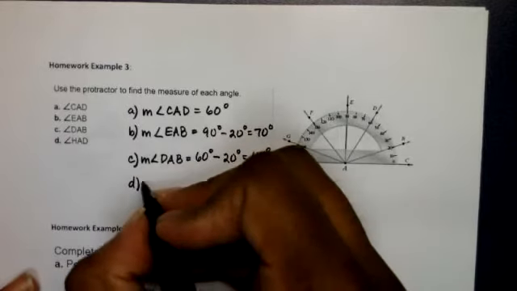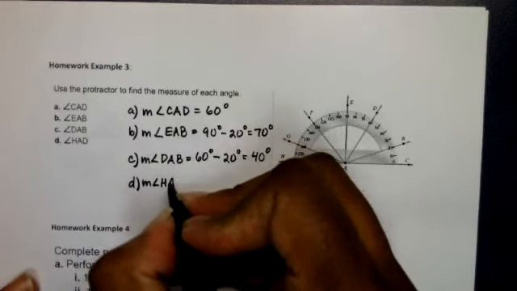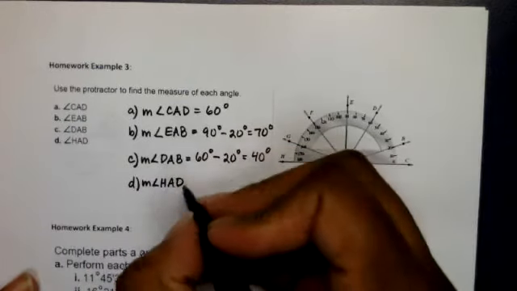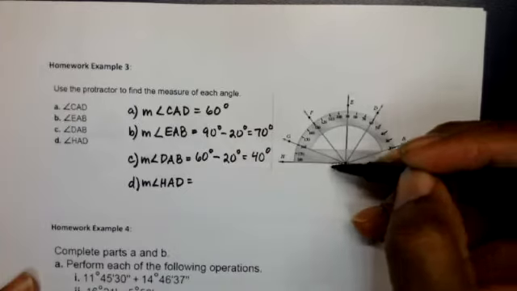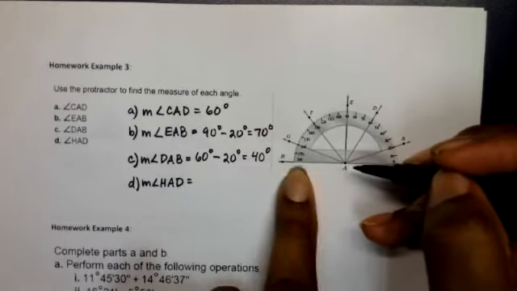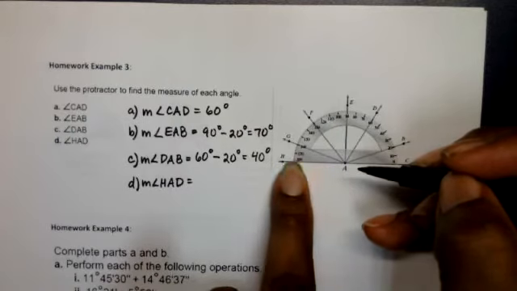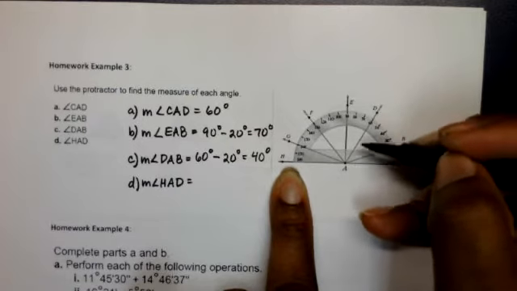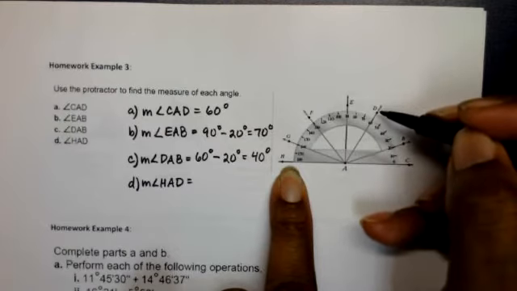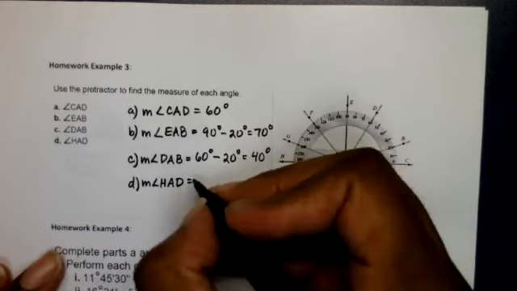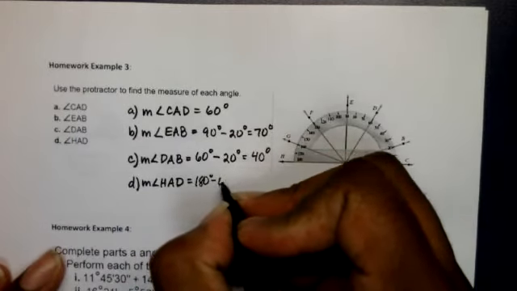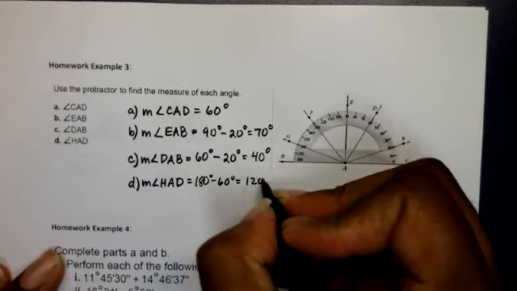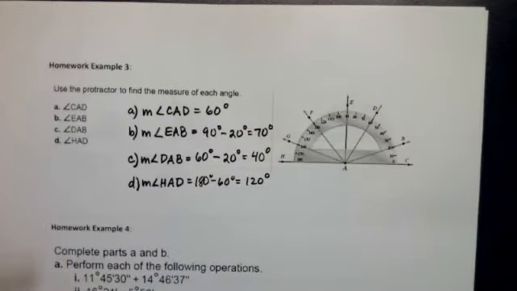And then finally, the measure of angle HAD. Let's see, A is here, there's H way over here. It's at 180 degrees. All right, but for AD, that's right here. It's crossing the protractor at 60 degrees. So 180 minus 60 ends up being 120 degrees. So the measure of angle HAD is 120 degrees.